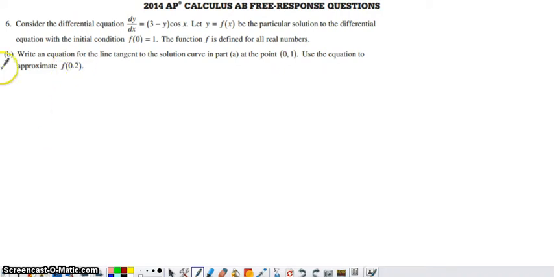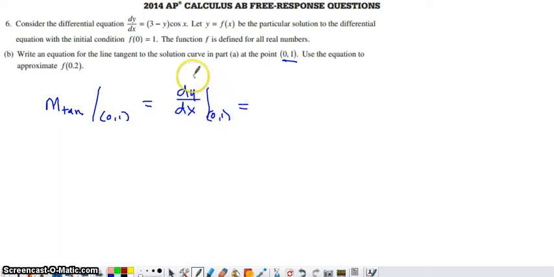So we'll focus on the first sentence in part B first here, and we want to find an equation for the line tangent to the solution curve at this location. If we want to know the line tangent to the solution curve, we're going to need to know the slope of the tangent line evaluated at (0, 1), and that's going to correspond to the derivative evaluated at (0, 1).